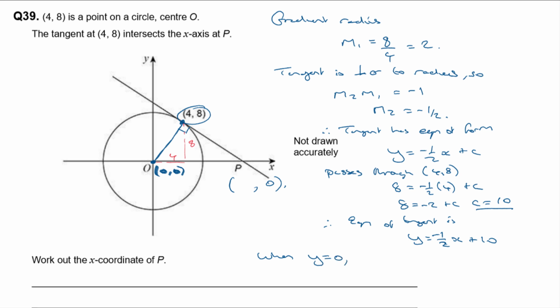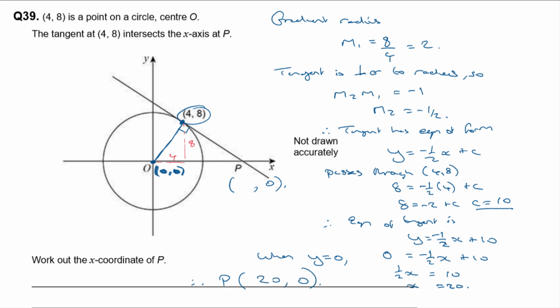So when y is 0, what's the value of x? I've got 0 equals minus a half x plus 10. Taking the minus half x the other side, I've got a half x is equal to 10. So x is going to be equal to 20, and therefore P is the coordinate (20, 0).